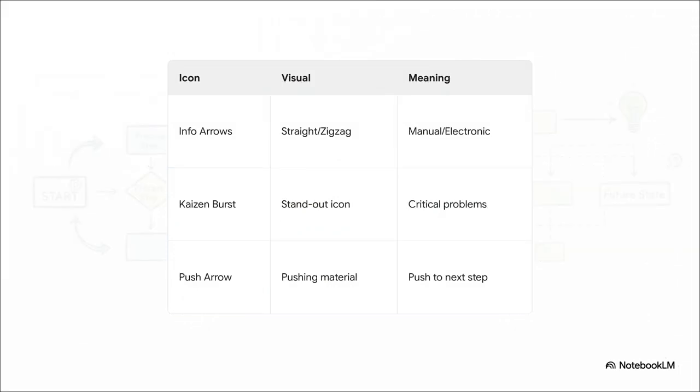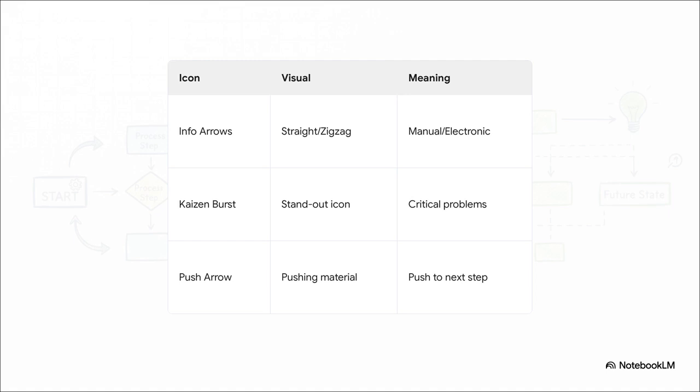Now, we also have to map how instructions and resources actually move between those process boxes. For manual data, like physically handing over a paper report, we use a straight line arrow. But for electronic data, like a signal from an ERP system or an email, we use a broken or zigzag arrow. To show physical goods moving, we use a specific push arrow. This indicates material is being forcefully pushed to the next downstream process, regardless of whether they're actually ready for it yet. And finally, my personal favorite, the Kaizen burst.